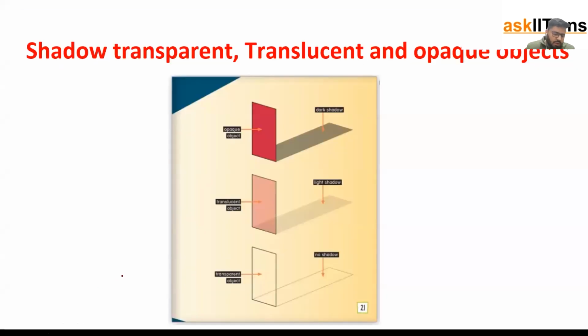Okay, so now coming back to study the properties of shadow. We have already seen the basic idea about shadows, that is, how shadows are formed. Three things are required for shadows. What are the three things?